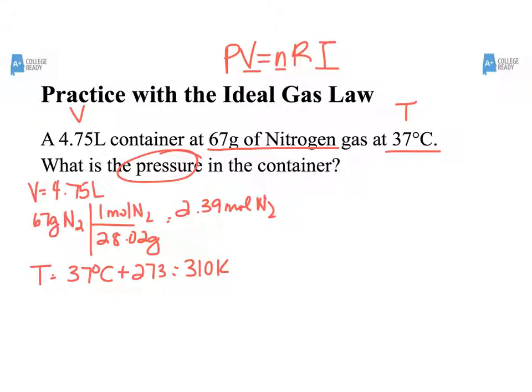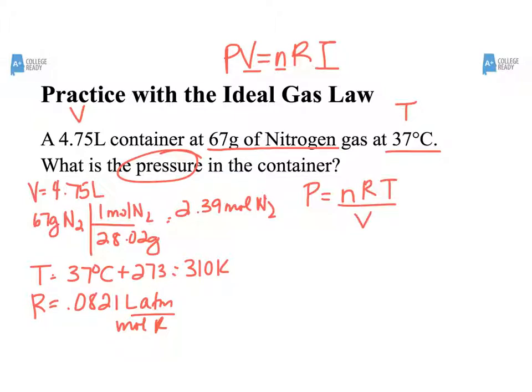So now everything's in the right units, because the last thing that we need is R, and R is equal to 0.0821 liters atm per mole Kelvin. And that's why we need all of these things in these correct units. So we're going to calculate the pressure. The pressure is going to equal the moles times R times T divided by V. All I did was algebra, moving the volume over to this side.